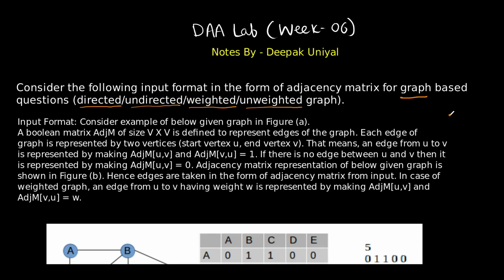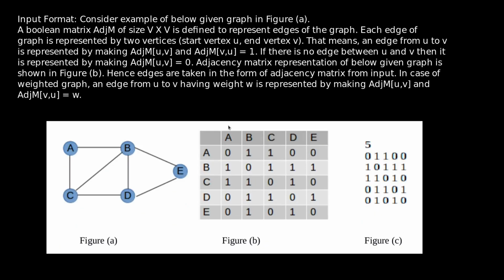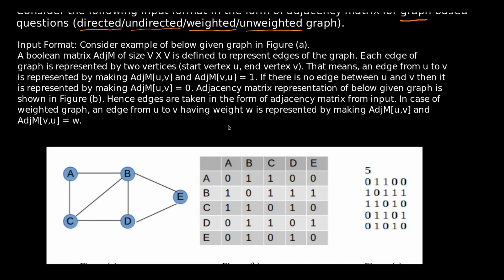So let's start. Here we are going to follow an input format, and this input format you are going to see in this week's problem and in coming weeks' problems. So consider the example of the below given graph which is given in figure A. You can see here this is figure A. A Boolean matrix adjacency M of size V by V is defined to represent edges of the graph.